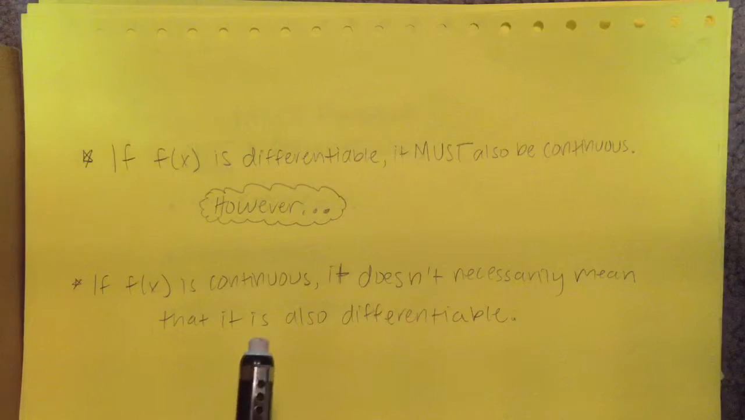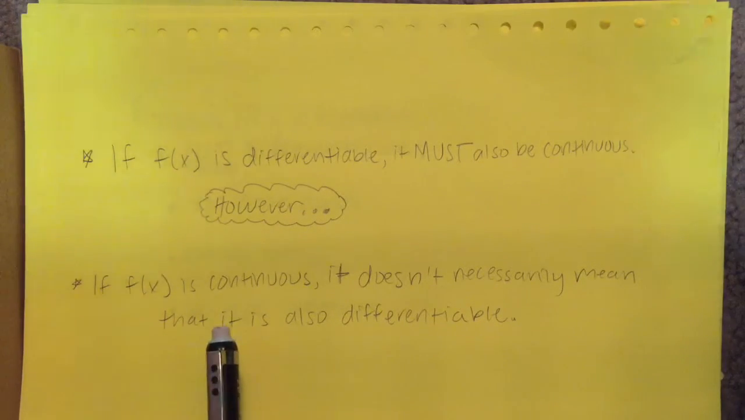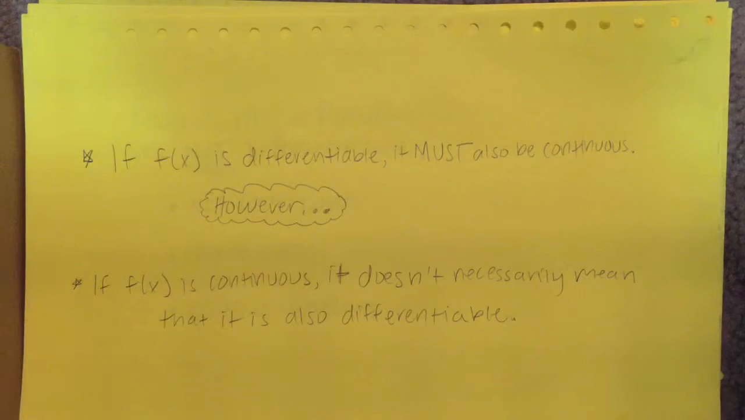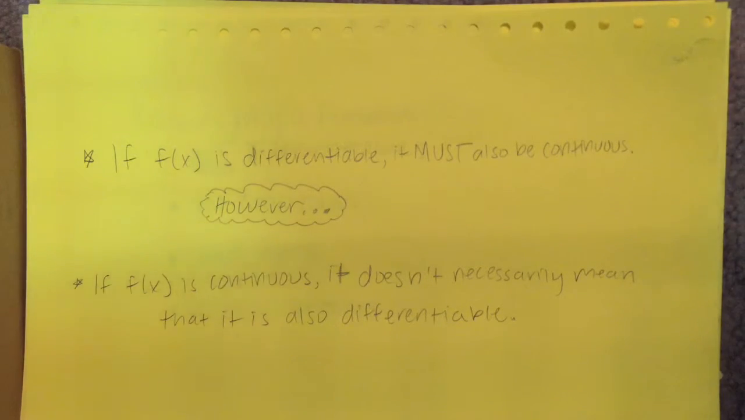These are some properties regarding differentiability and continuity. If the function f of x is differentiable, then that function must also be continuous. But if the function f of x is continuous, that doesn't have to mean that it's also differentiable.